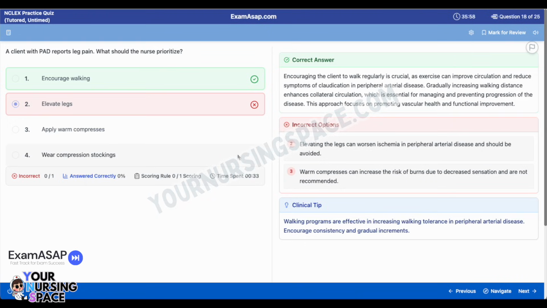Distractor rationales. 2. Elevating the legs can worsen ischemia in peripheral arterial disease and should be avoided. 3. Warm compresses can increase the risk of burns due to decreased sensation and are not recommended. Clinical tip. Walking programs are effective in increasing walking tolerance in peripheral arterial disease. Encourage consistency and gradual increments.